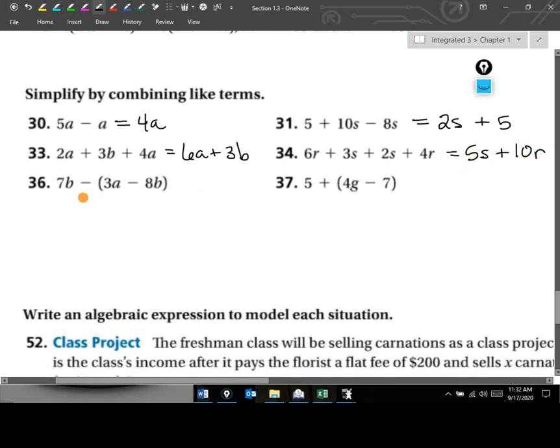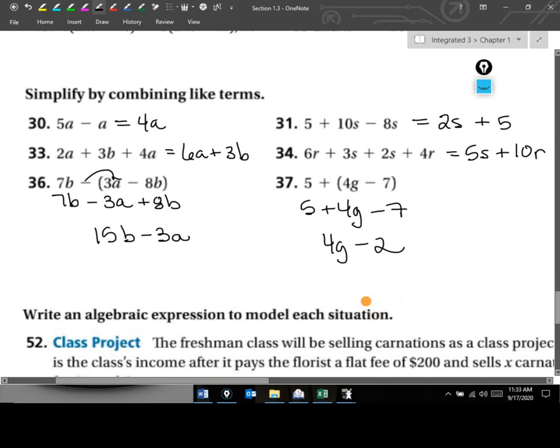This one here, I suggest doing this. 7b, distribute your negative, so it makes a negative 3a and then plus 8b. So if I'm doing that, how many b's? Good. Now here, because this is a plus sign, if I distribute a positive, these signs don't change at all. So what they're doing here in this problem is unnecessary. They could have just written it this way. They don't need the parentheses. You guys agree that's 4g minus 2? Okay.